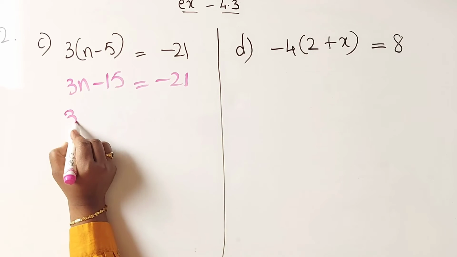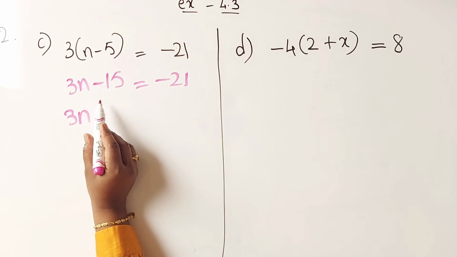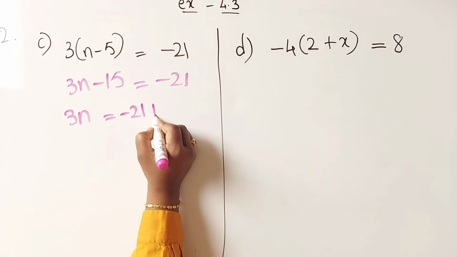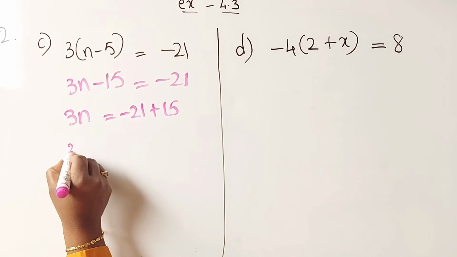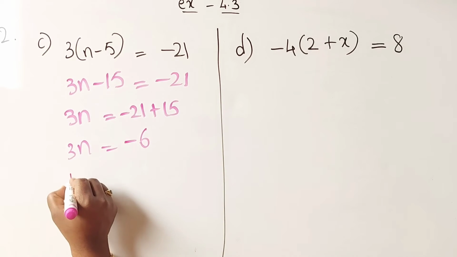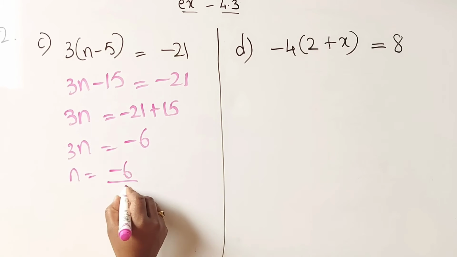So keep this 3n on the left hand side and send minus 15 to the right hand side. So minus 21 here, it will be plus 15, children. So 3n equal to minus 21 plus 15, minus 6.